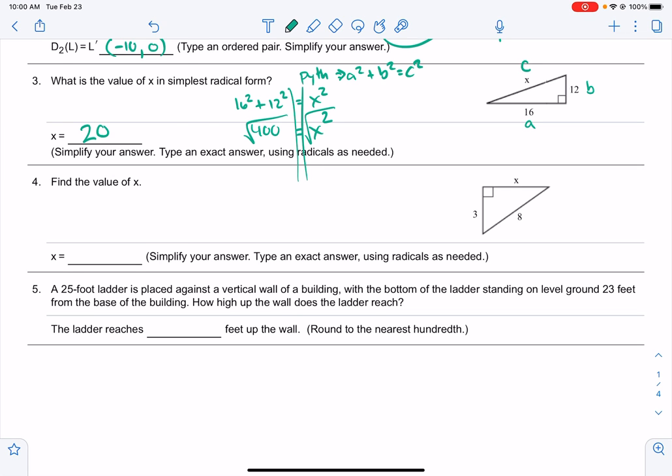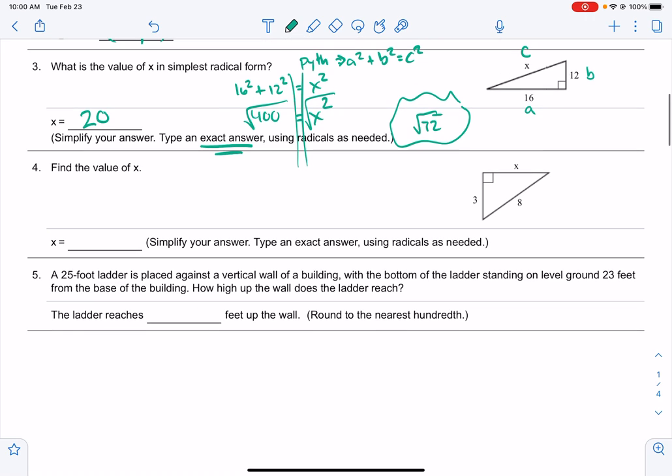Now, if it had not been a nice number, let's say that you had ended up with like square root of 72, that's an acceptable answer. If it comes out as an ugly decimal, don't give me the ugly decimal when it says type an exact answer. It wants you to leave the square root in there if it's an ugly number, okay? And we might see that on this next one.